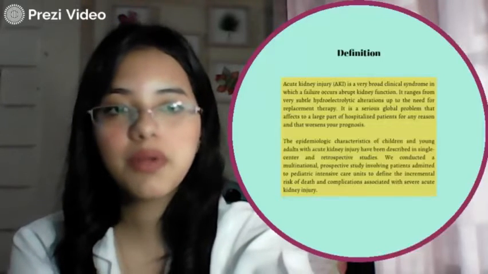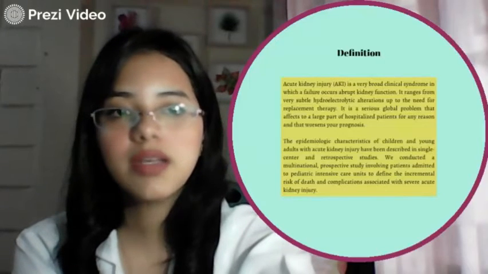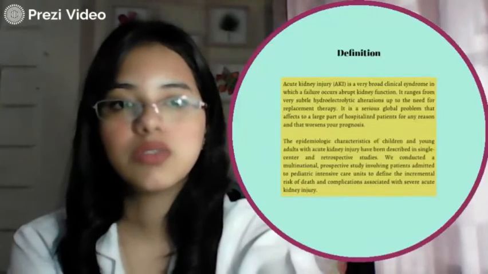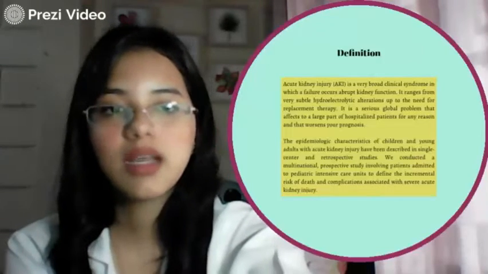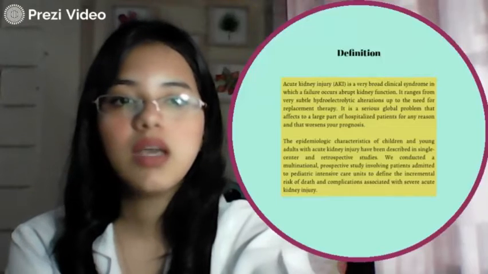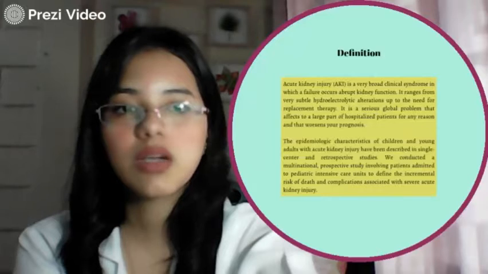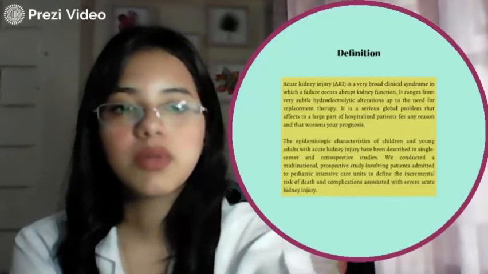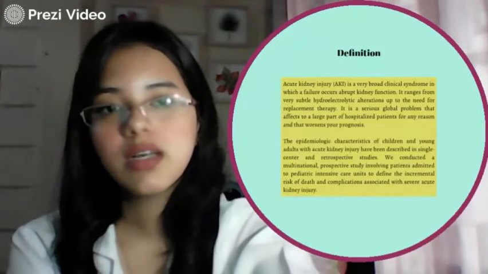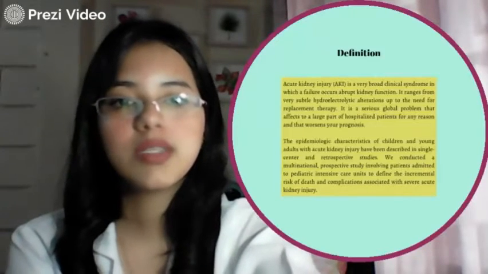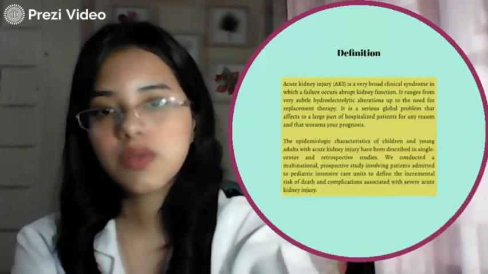It is a serious global problem that affects a large part of hospitalized patients for any reason and worsens their prognosis. The epidemiologic characteristics of children and young adults with acute kidney injury have been described in single-center and retrospective studies. We conducted a multinational prospective study involving patients admitted to pediatric intensive care units to define the incremental risk of death and complications associated with severe acute kidney injury.